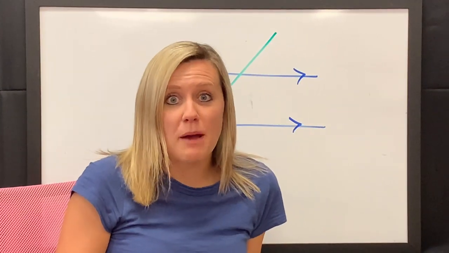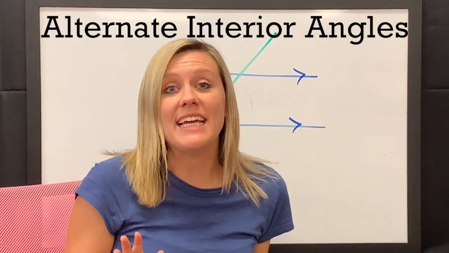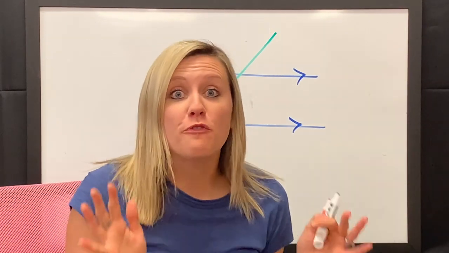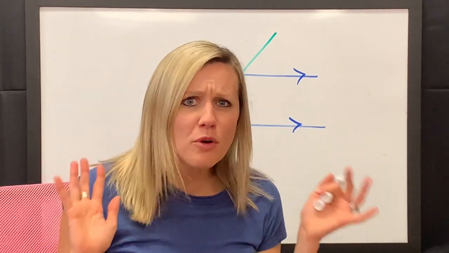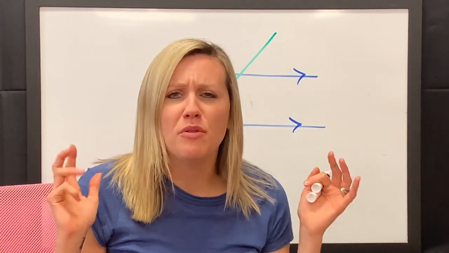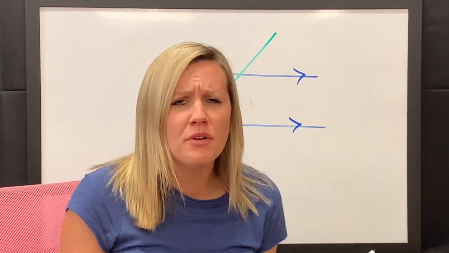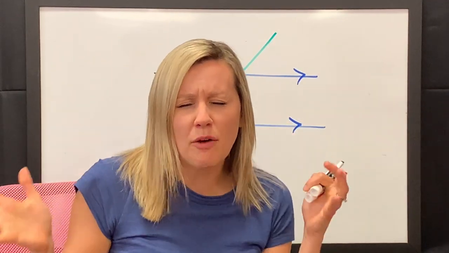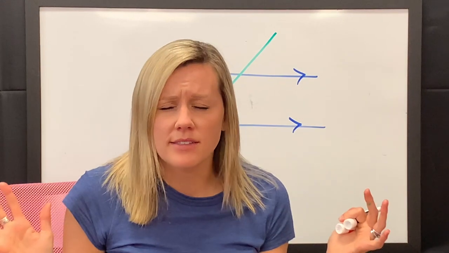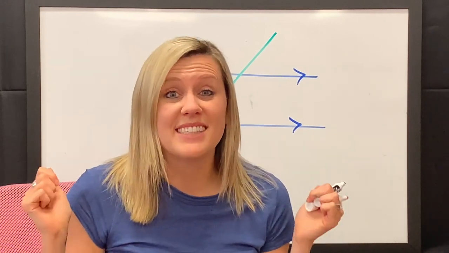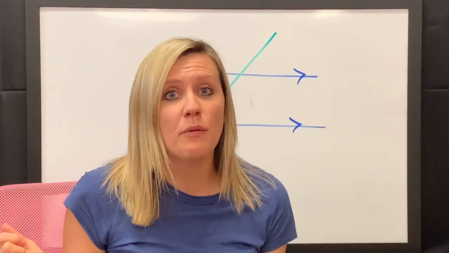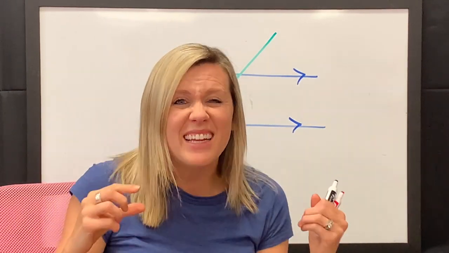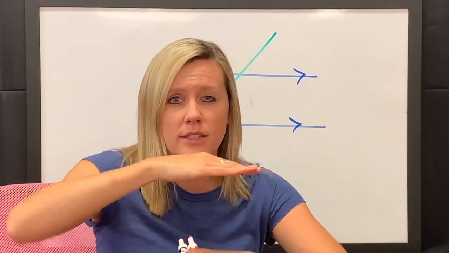The next vocabulary word is alternate interior angles. But wait, I can make this easy for you. The first word, alternate, kind of means opposite. When you think of that first word, I want you to think of this transversal line. So alternate is going to mean on opposite sides of that transversal. And then the second word, interior, I want you to think of the 2 parallel lines. Interior would mean that they're inside of those 2 parallel lines.